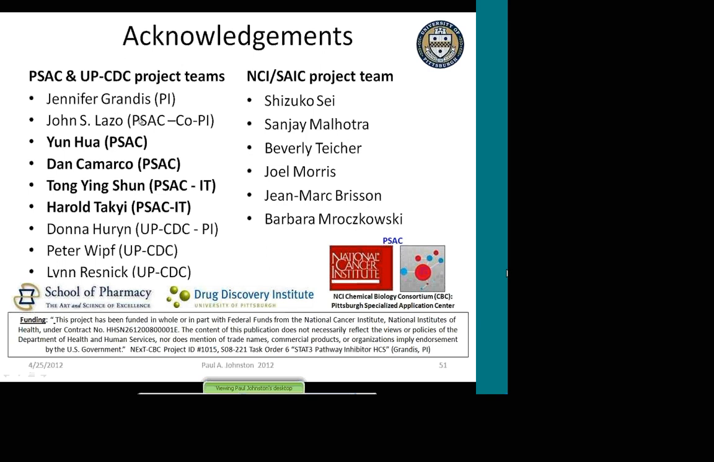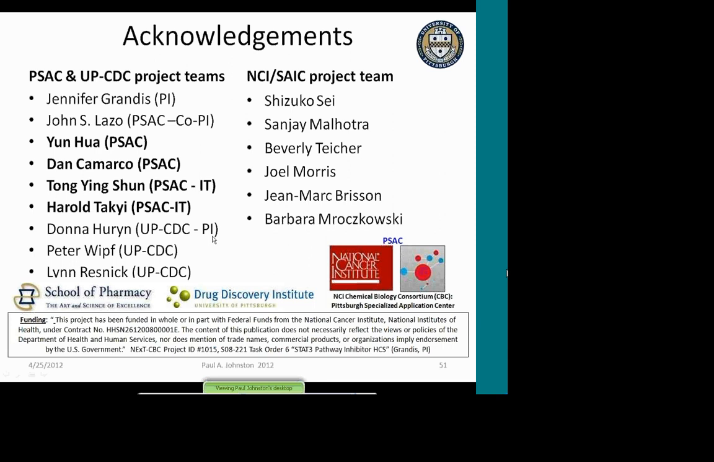Here are the acknowledgments. Jenny Grandis is the PI of the project. She was the next applicant that got it funded. John Lago was co-PI of the Pittsburgh Specialty Applications Center, which is part of the NCI's Chemical Biology Consortium. Yun Rod, Dan Comerico, Tong-Yin Shin, and Harold Patsy were part of the project team. The chemistry team that generated compounds for us and are currently heading up the lead optimization are Donna Thurin, Peter Witt, and Lynn Resnick. And they have additional chemists that have been added to the team for the lead optimization.